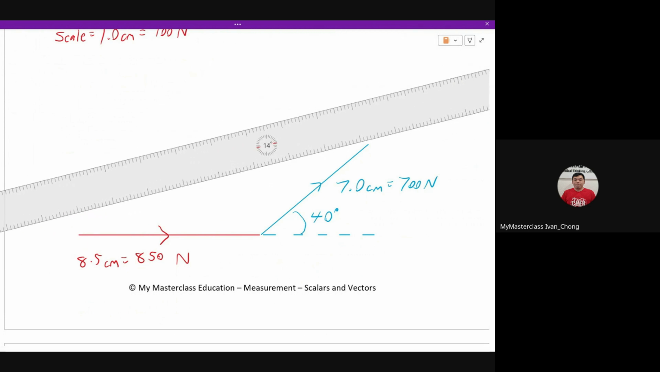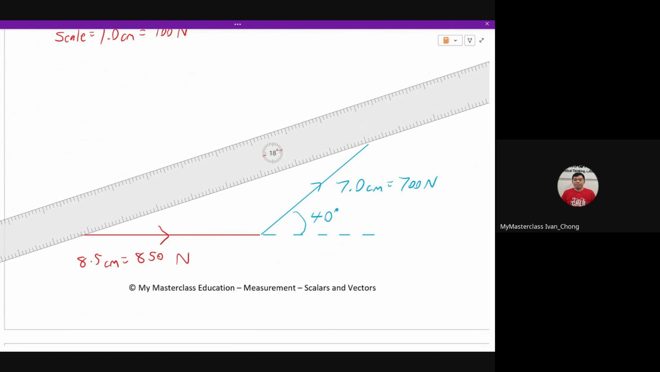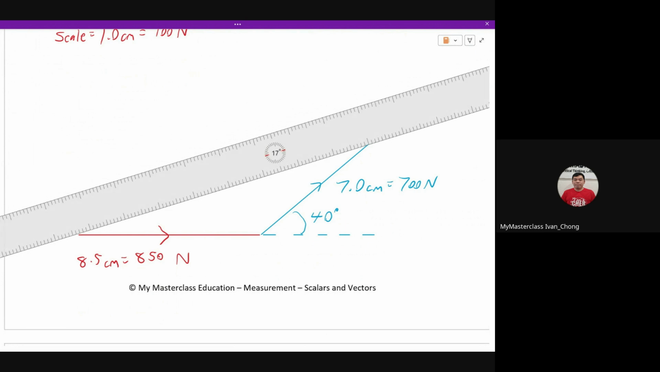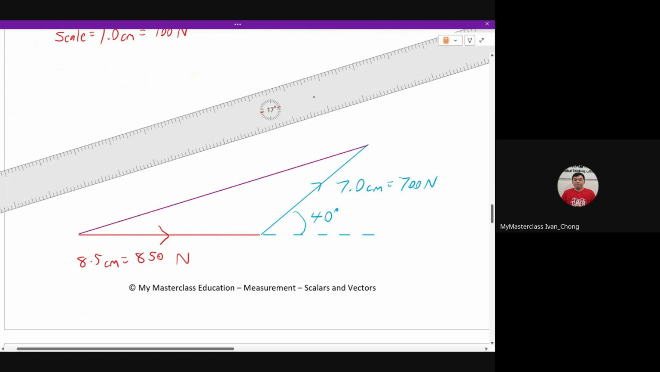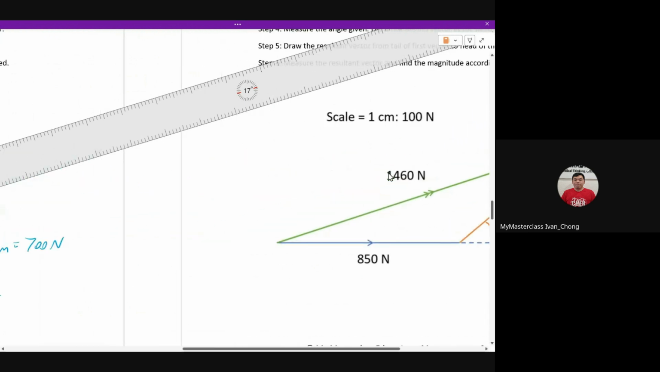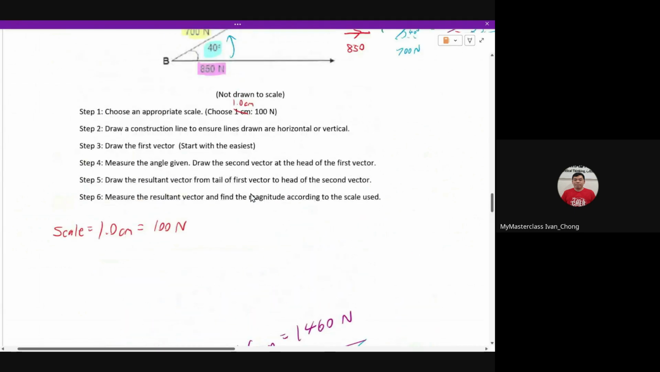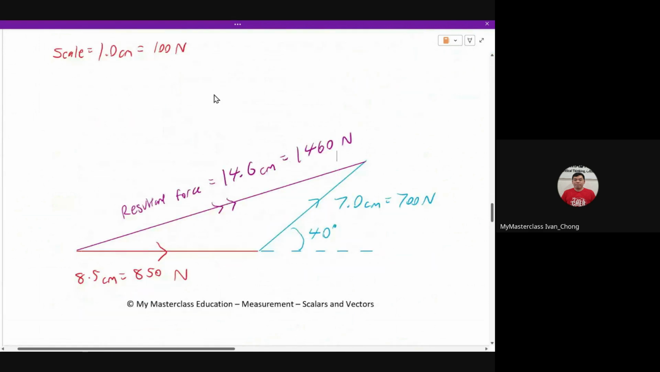So what you want to do next is from the start to the end, you want to draw solid lines, okay? From start to end, all the way through. And because this is a resultant, you want to draw the up arrow. Red plus blue give you purple, okay? So what you want to write is your resultant force. Okay, what's the value? Let me check values. You should get about 14.6. Okay, so 14.6 cm, and you want to change it to 1460 newtons. Okay, based off the scale that we are using itself. So using this, we have found our value over here.